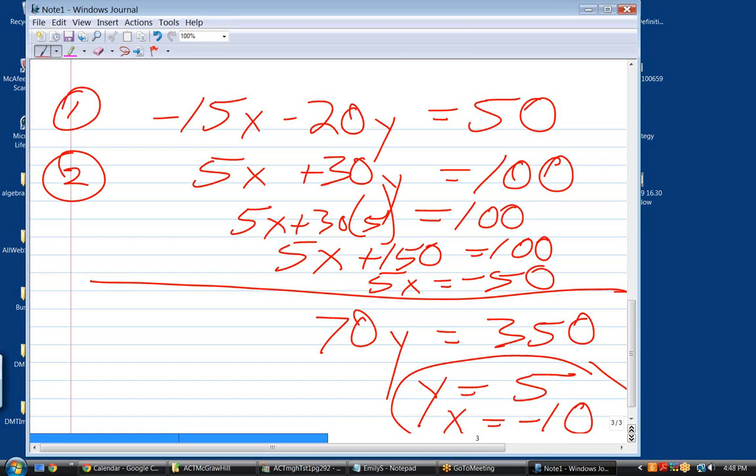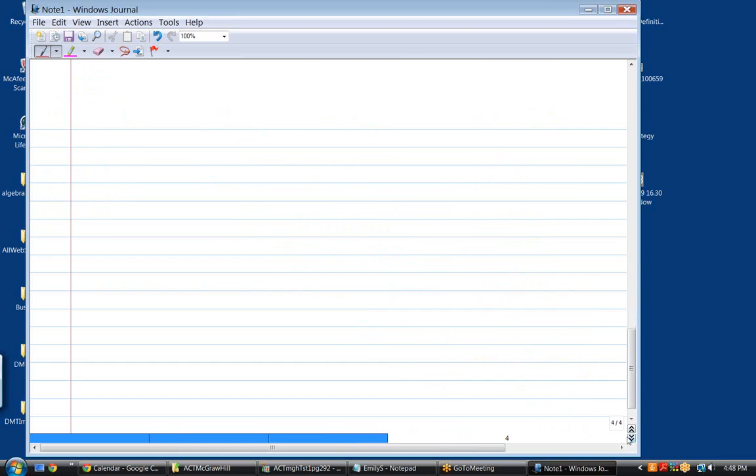Now, there's going to be times where you're going to end up having to multiply both equations by some number. And so I would not only have my original 1 and my original 2, but I would have a new 1 and a new 2. And then you add them together. So that's why I label them with numbers, because you can frequently end up with a page full of equations and easily lose what you're looking at. Okay, what else you got?